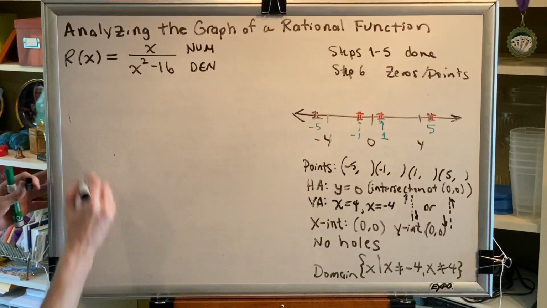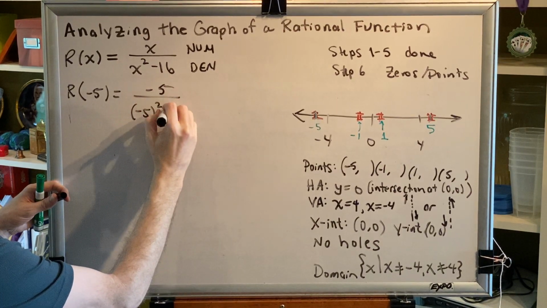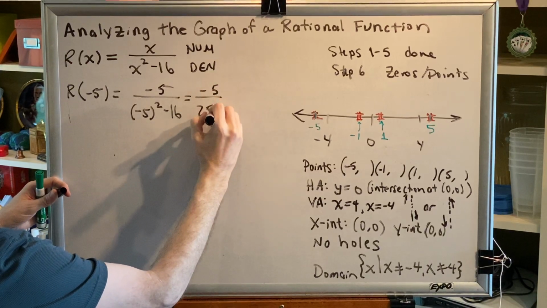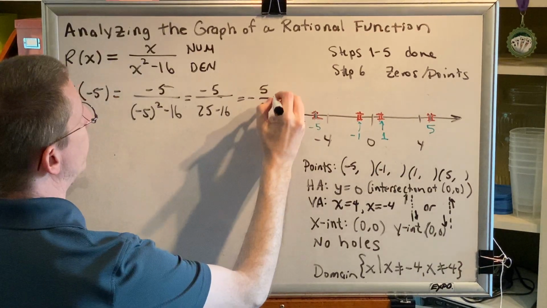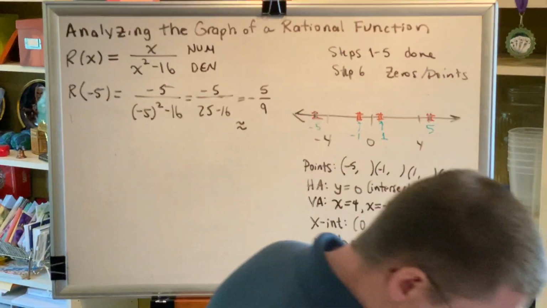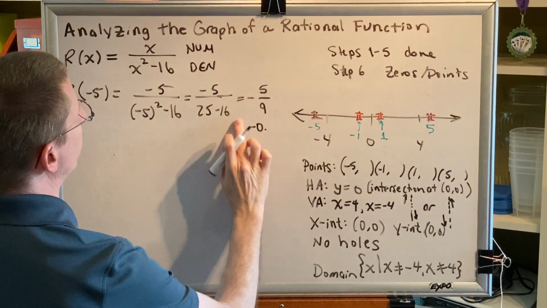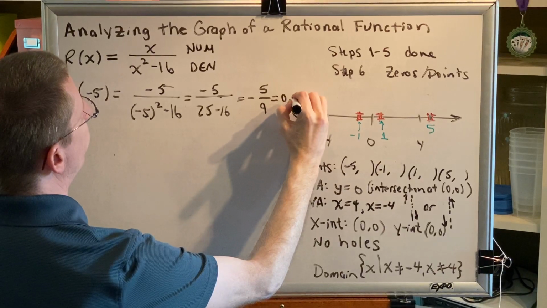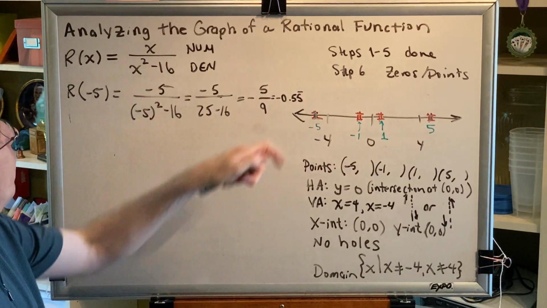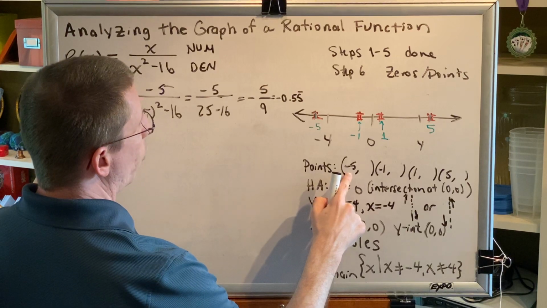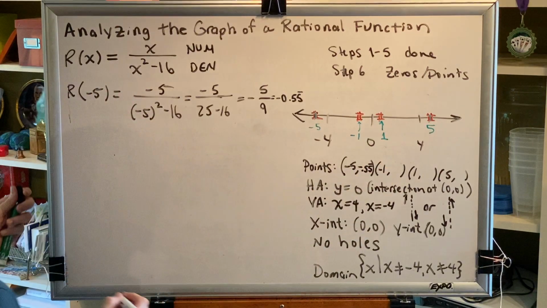Let's plug in each one at a time. First, r of negative 5 would be negative 5 over negative 5 squared minus 16. That's negative 5 over 25 minus 16, which is negative 5 ninths. As a decimal, negative 5 ninths is approximately equal to 0.55, and since there's a bar over that, we'll actually go ahead and say it's exactly equal to 0.55 repeating, with the negative, of course. Okay, negative 0.55 repeating. So the ordered pair will be negative 5 comma negative 0.55 bar.